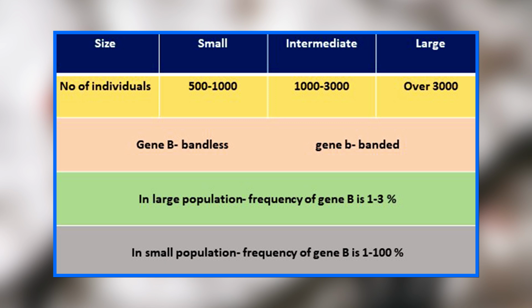Gene B, that means the gene with capital letter B, was considered bandless, and the gene represented by small letter b was considered banded. In large populations, the frequency of the gene capital B is 1 to 3%, while in small populations, the frequency of gene capital B is 1 to 100%. This indicates that in some populations, one allele is fixed and its alternate allele is fixed in another population or colony.